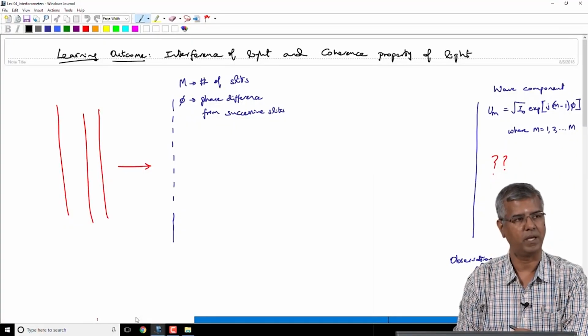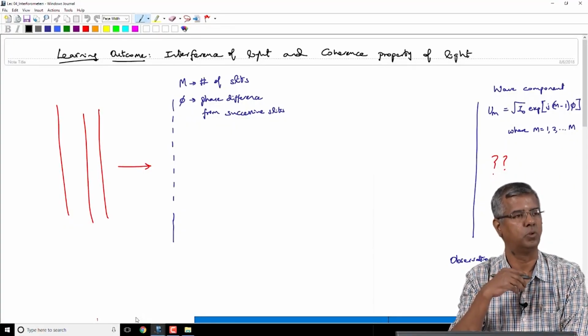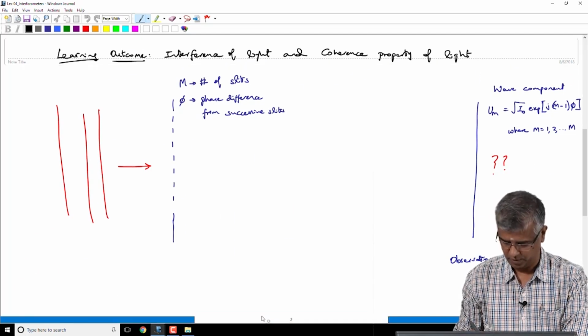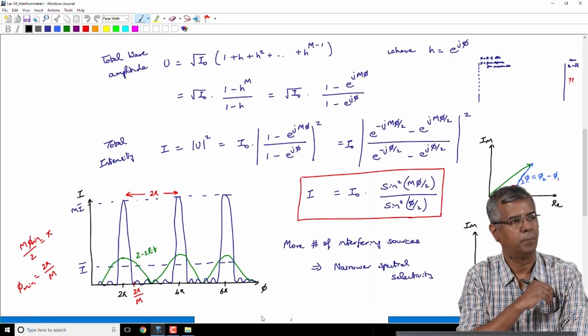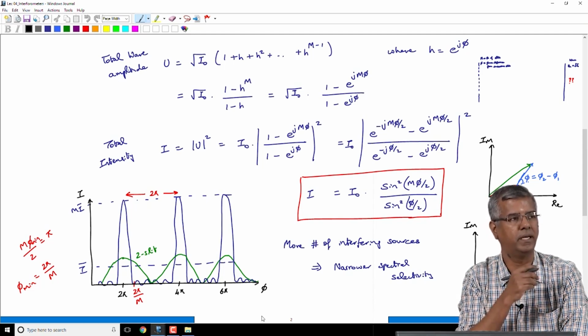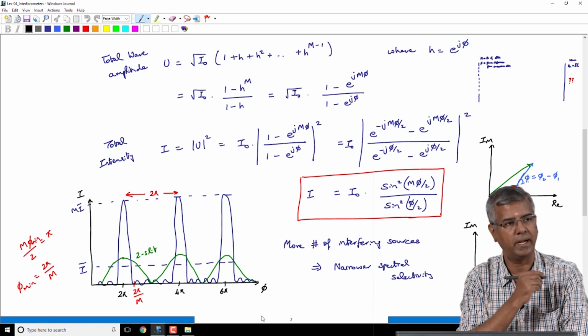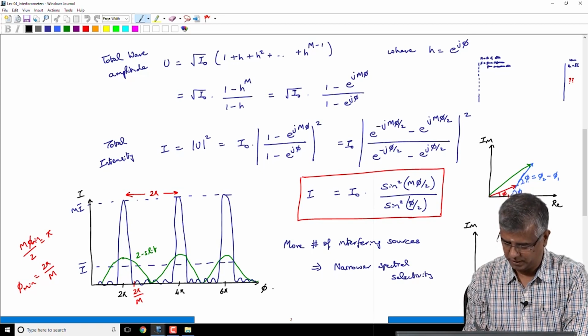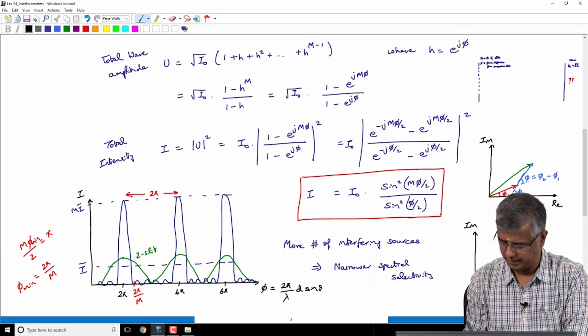So, we took the example of Young's double slit experiment, and then we extended to multiple slits, and we came to the conclusion that when you go for multiple slits, more number of interfering sources, you have more constrained interference criteria, which provides you much better selectivity in the response. We had taken the specific example of wavelength selectivity, but in general phi is given by 2 pi over lambda d sin theta.